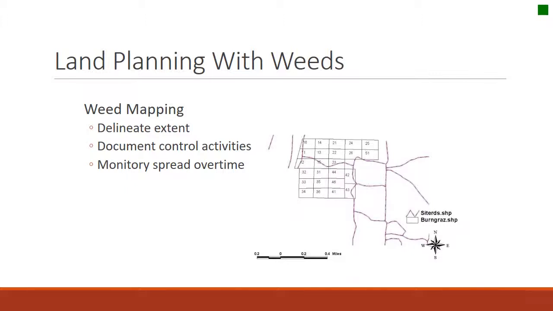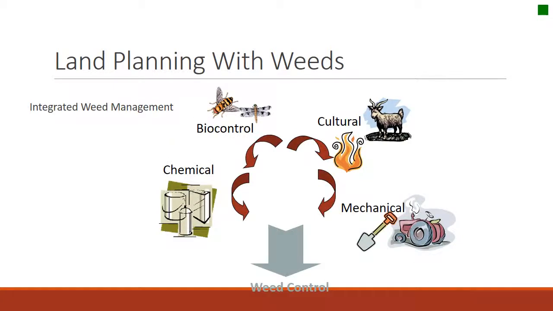Some good mapping to mark down the extent of your weed problem, the different control activities that are done, where they're done at, and just monitoring the spread over time is important for utilizing your resources wisely in the future. So these are the different resources we talked about earlier: chemical, biocontrol, cultural, and mechanical, that are all used together for this integrated weed management plan.